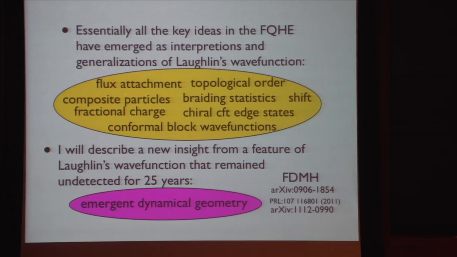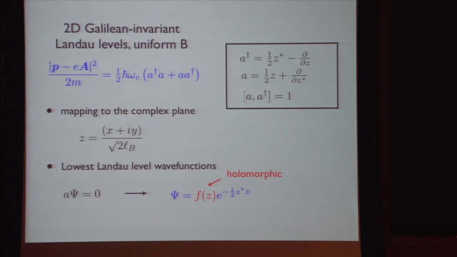Okay, so the basic point is that essentially all the key ideas in this state have emerged from looking at this wave function. I'm going to describe a new feature which came from staring at this wave function, that it actually contains an emergent dynamical geometry, which was not at all clear from the way it was presented originally.